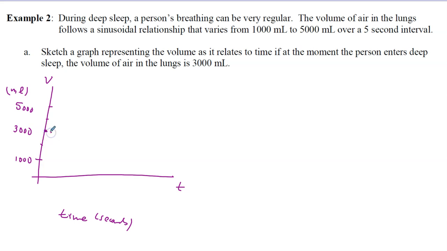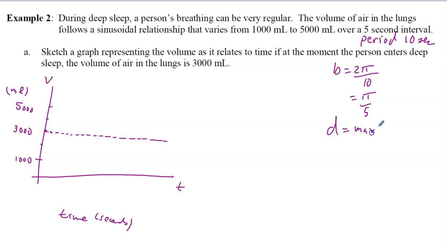So this is actually our midline, right? Because it's halfway between. Over a 5 second interval, the volume varies from 1,000 to 5,000 milliliters. So it takes 5 seconds to go from 1,000 to 5,000, and then another 5 seconds to go back down to 1,000. So the period would be 10 seconds, and B will be 2 pi over 10. So our B value is pi over 5.